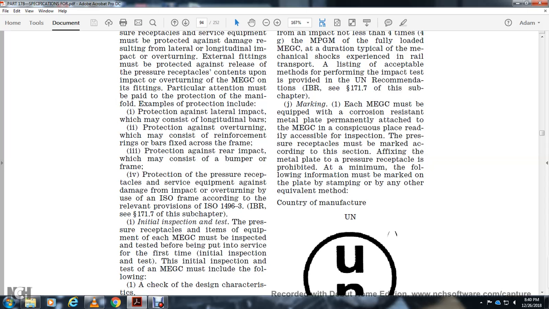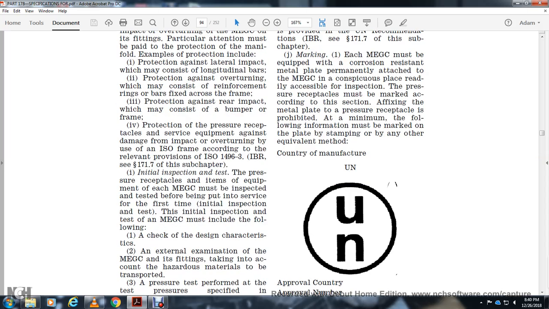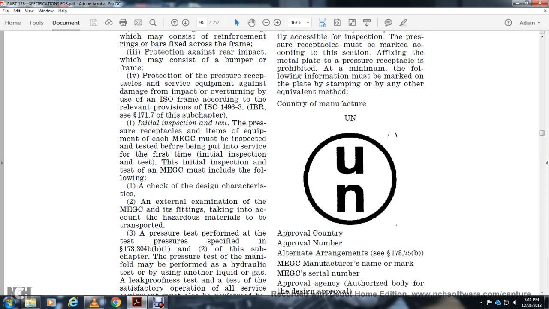The initial inspection and test of the MEGC must include the following. Check design and characteristics. External examination of the MEGC, with fittings taken into account with the hazardous material to be transported. A pressure test is performed at the test pressure specified in 173.304 BB12, in the subchapter on pressure tests.